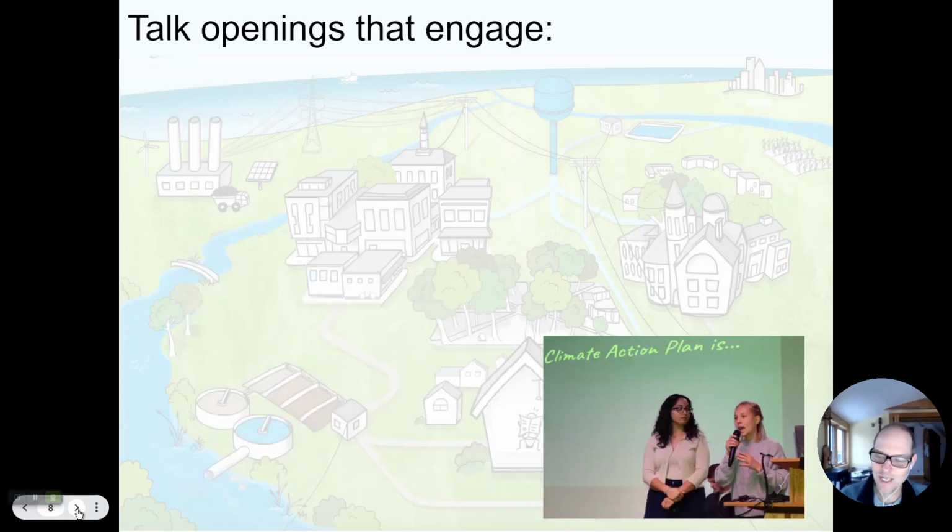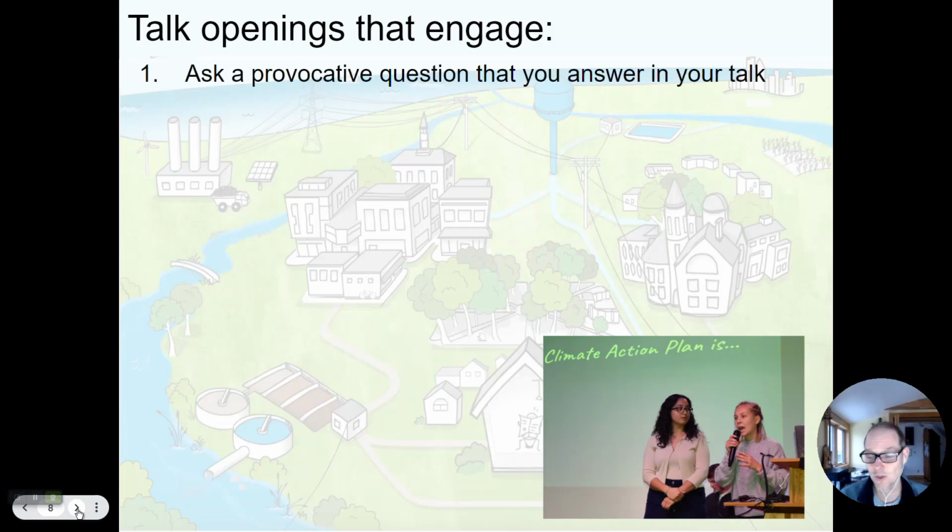So how do you create an opening that really engages people? Very important to think about this, and I want all of you to experiment with this in your presentation. So I expect all of you to use some sort of engaging opening. And here are some options for what you can do.